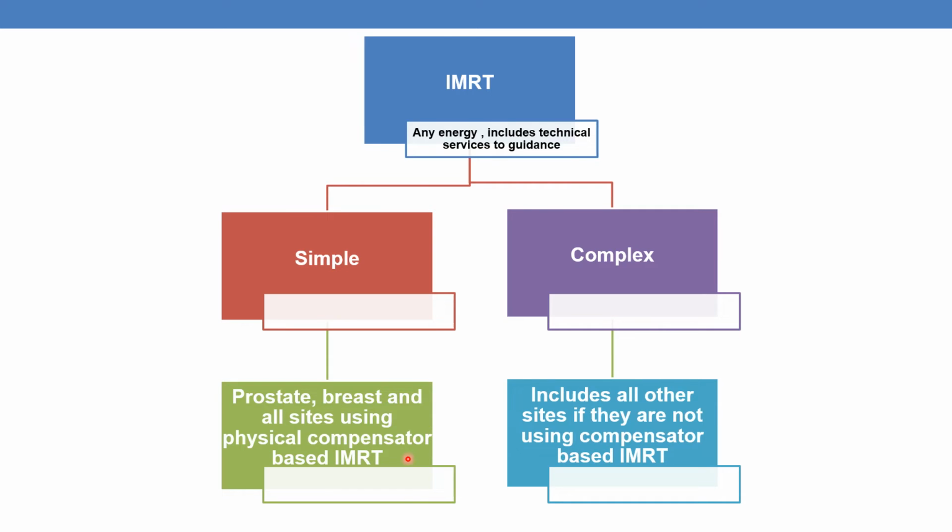If IMRT is used to treat prostate or breast or any site using physical compensator based IMRT, then that IMRT is considered as simple. If IMRT is used to treat all other sites, or if they are not using compensator based IMRT, then the IMRT is considered as complex. Apart from prostate and breast, all other sites is one criteria, and any site that is not using compensator based IMRT is considered as complex IMRT.